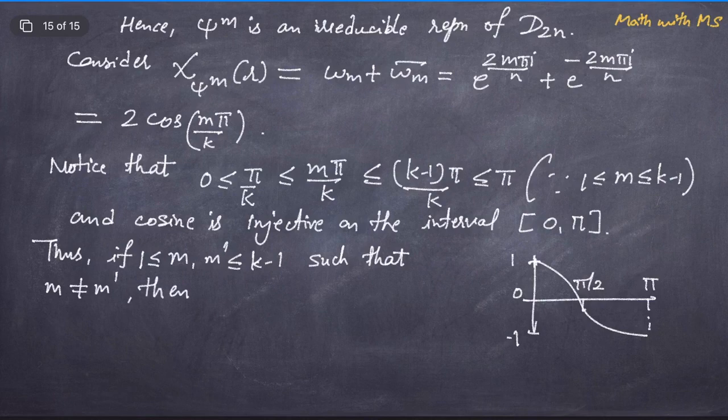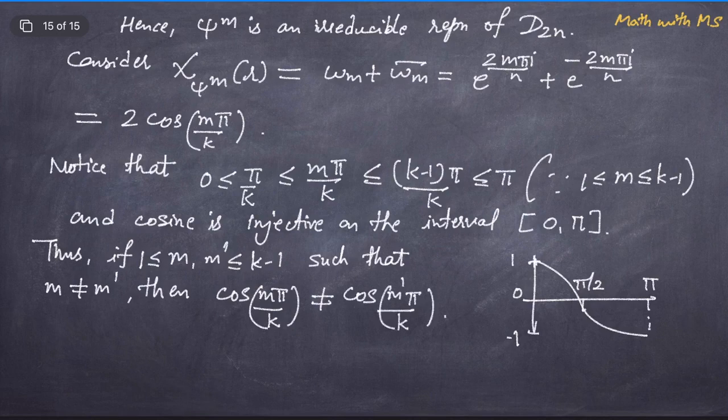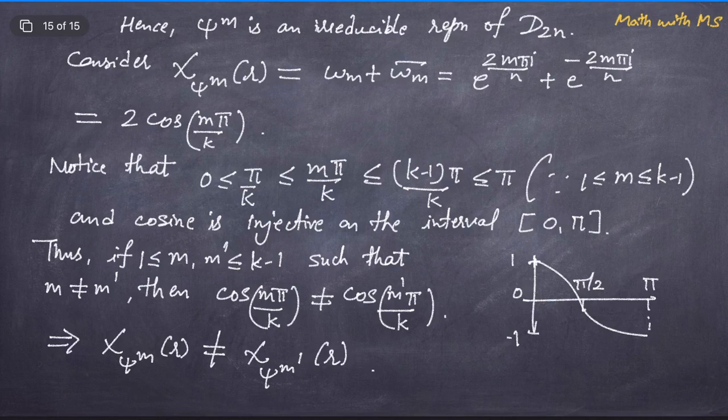then cosine m pi by k is not equal to cosine m prime pi by k, which implies that chi of psi m at r is not the same as chi of psi m prime at r. Therefore, the characters of the representations psi m and psi m prime are distinct as functions. Therefore, the representations psi m and psi m prime cannot be equivalent. This completes the proof of the theorem.